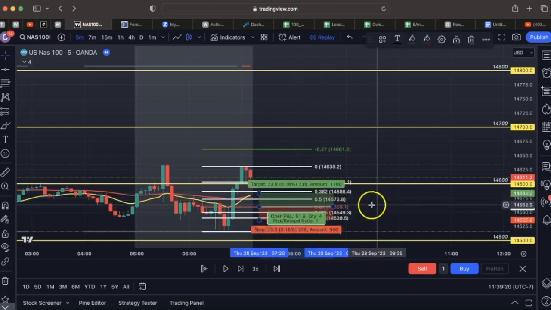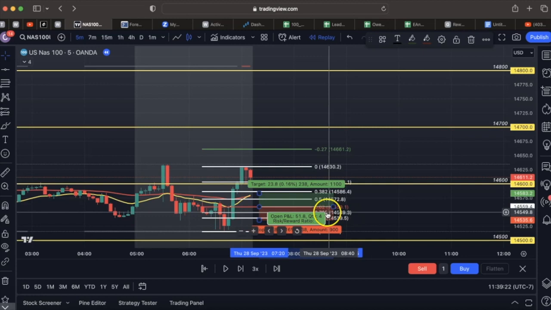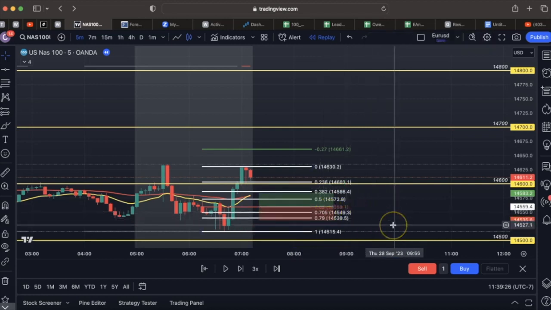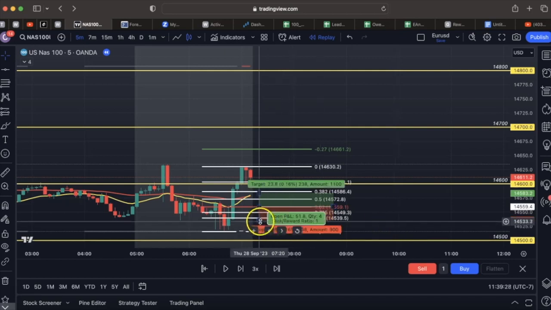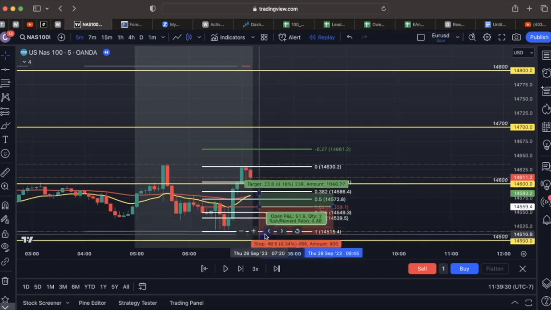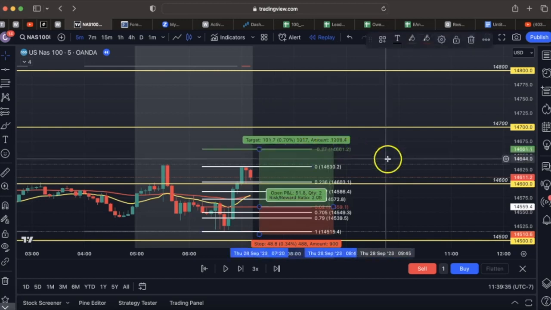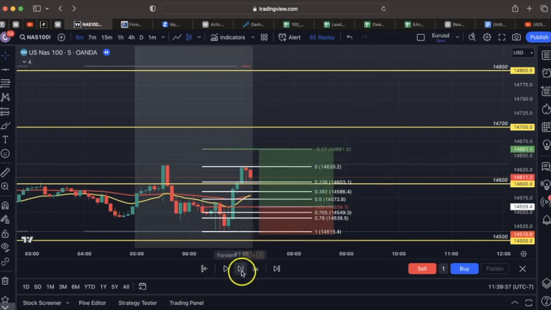If you want, like, a buy limit at the 0.62, then a buy limit at the 0.75, then a buy limit at the 0.79. You guys can do that. It's completely up to you. Stops right below the 100% level. Take profit up here at the negative 0.27. Let's play it back.